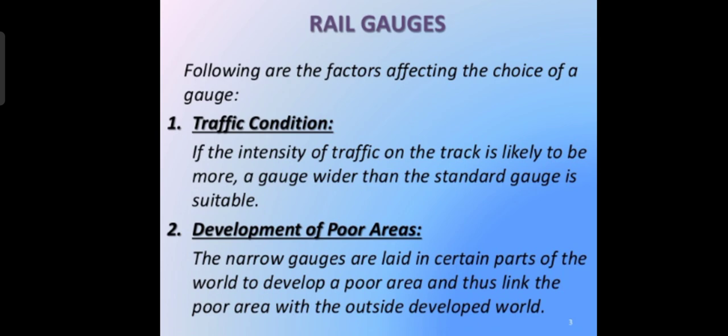Rail gauges. The following are the factors affecting the choice of rail gauge. Traffic condition. If the intensity of the traffic on the track is likely to be more, a gauge wider than the standard gauge is suitable. Development of poor areas. The narrow gauges are laid in certain parts of the world to develop a poor area and thus link the poor area with the outside developed world.